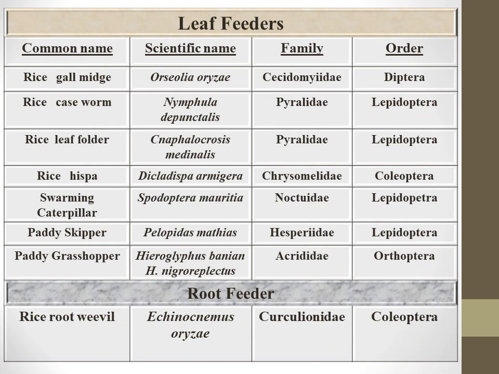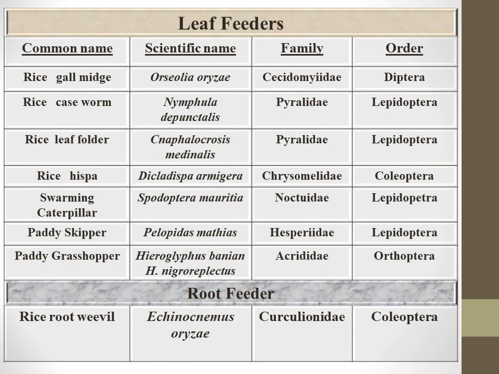Then several defoliators are also associated with rice, like the rice gall midge, Orseolia oryzae, family Cecidomyiidae, order Diptera; rice caseworm, Nymphula depunctalis, family Pyralidae, order Lepidoptera; rice leaf folder, Cnaphalocrocis medinalis, family Pyralidae, order Lepidoptera; rice hispa, Dicladispa armigera, family Chrysomelidae, a Coleopteran pest; swarming caterpillar, Spodoptera mauritia, also a Lepidopteran pest. Then the paddy skipper, Pelopidas mathias, also a Lepidopteran pest.